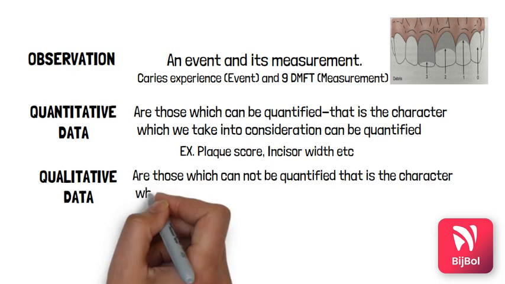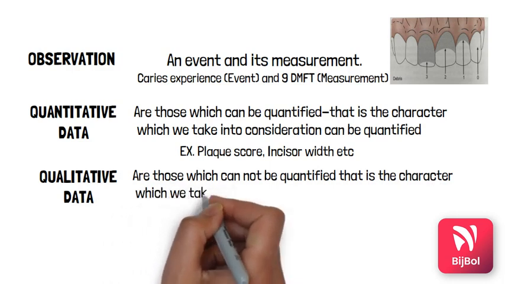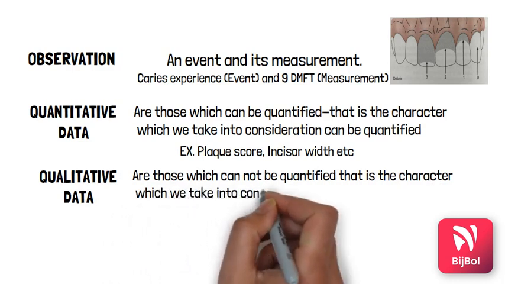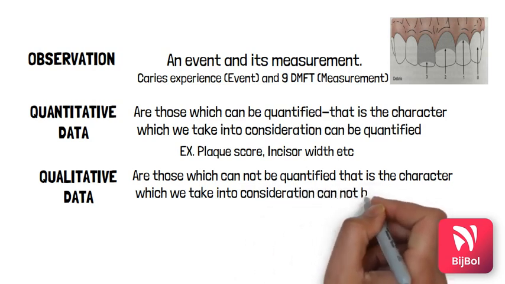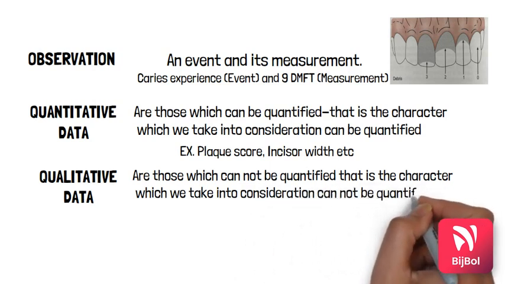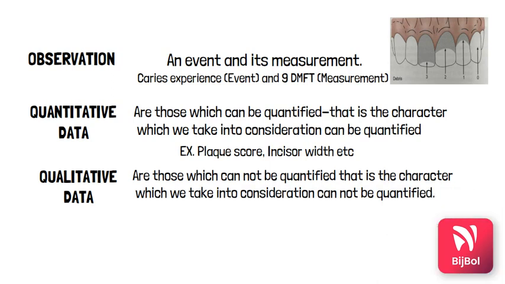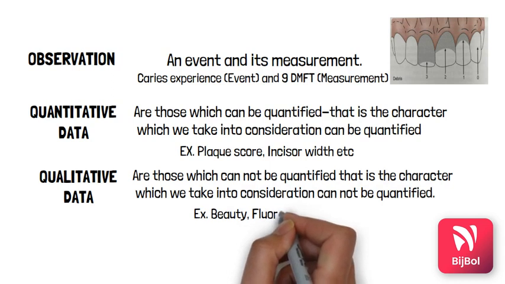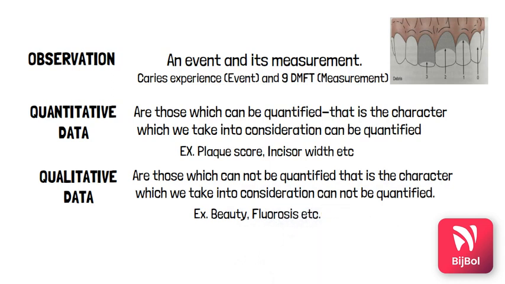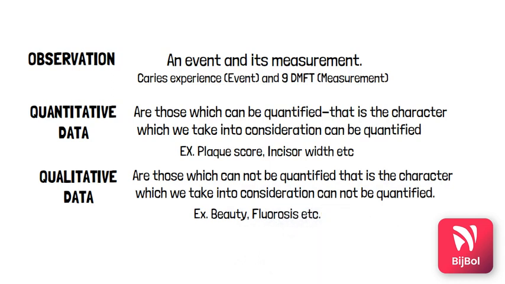So what are those data which cannot be quantified? It is nothing but beauty, psychological health status, oral hygiene status. You cannot give a number for them. You will interpret it as good, poor, better, mild, moderate, severe. All these are qualitative types of data.